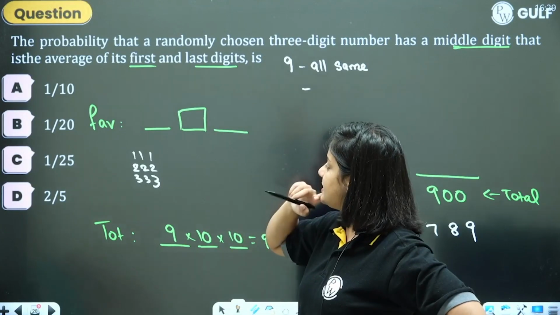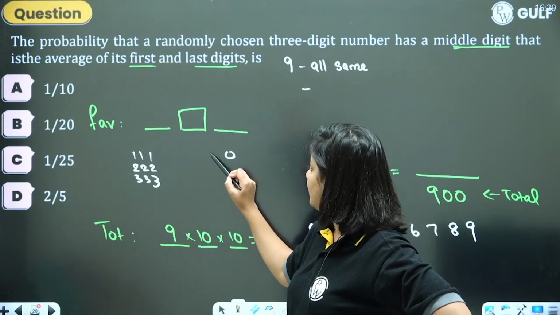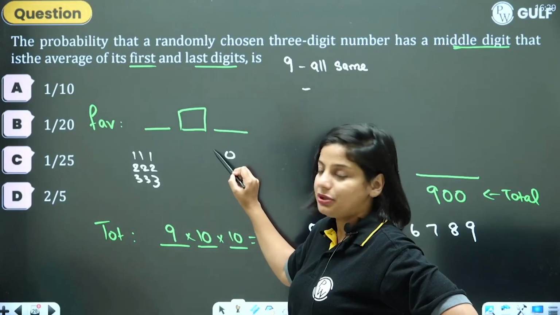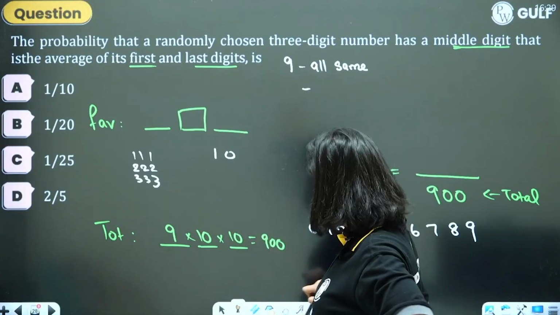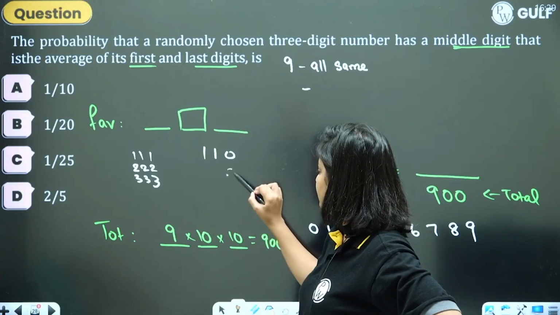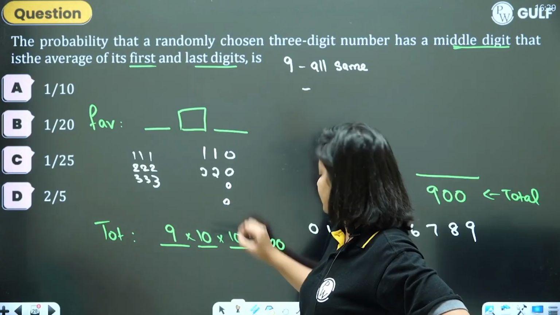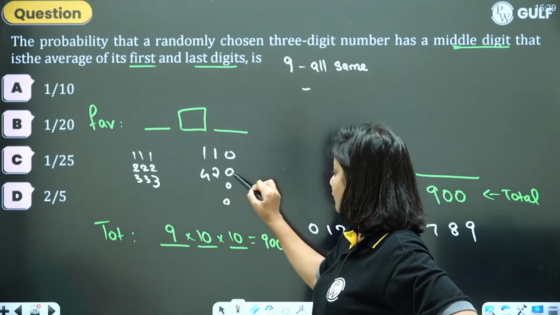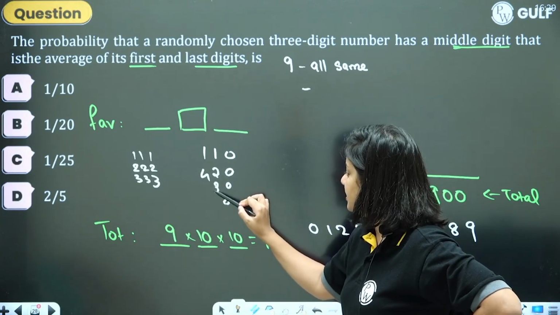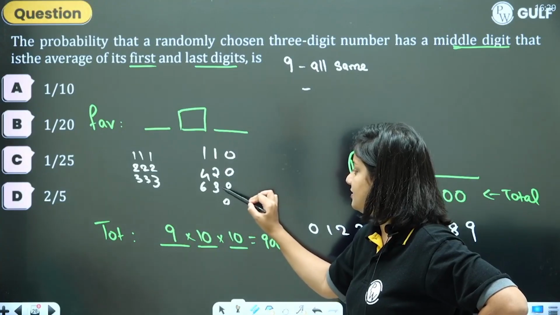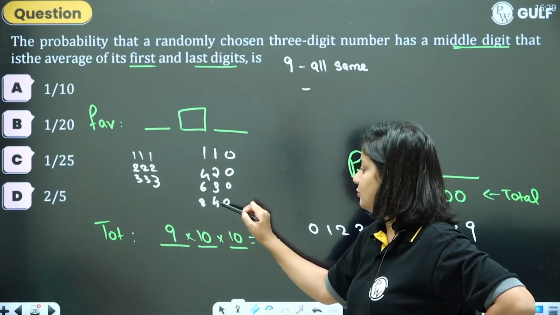Next. Now what are other cases? If I take a 0 over here, if the third position is 0 and I want the average in between. So if this is 1, this should be 1. Third position I am saying as 0. Middle one is 2, this should be double of that, 4. So 4 plus 0 divided by 2 is 2. If middle is 3, this should be 6. 6 plus 0 by 2 is 3. Middle is 4, this should be 8. 8 plus 0 by 2 is 4.